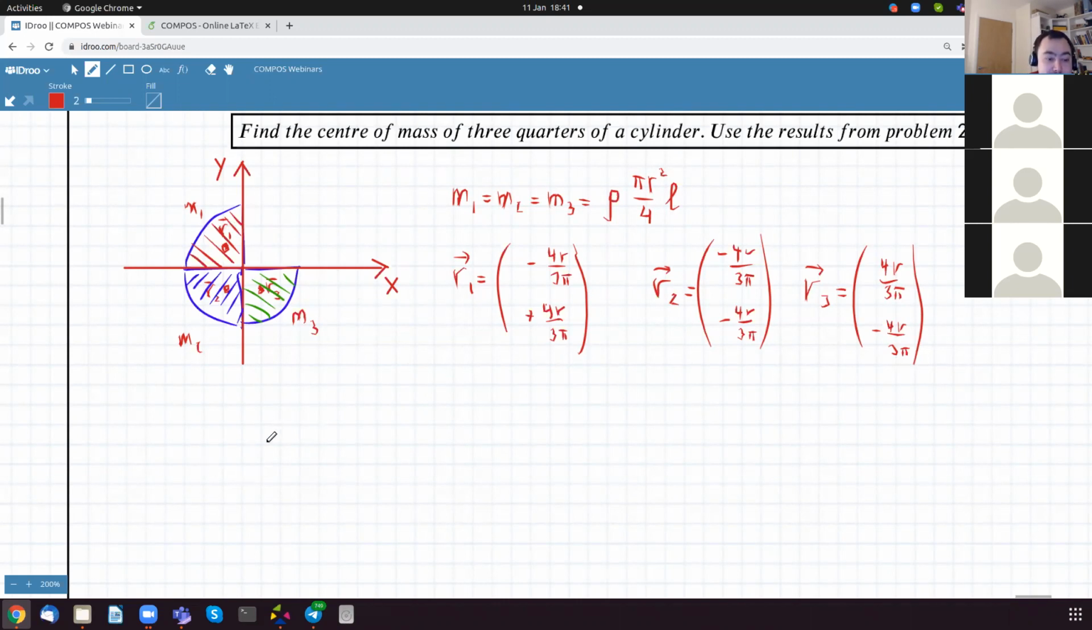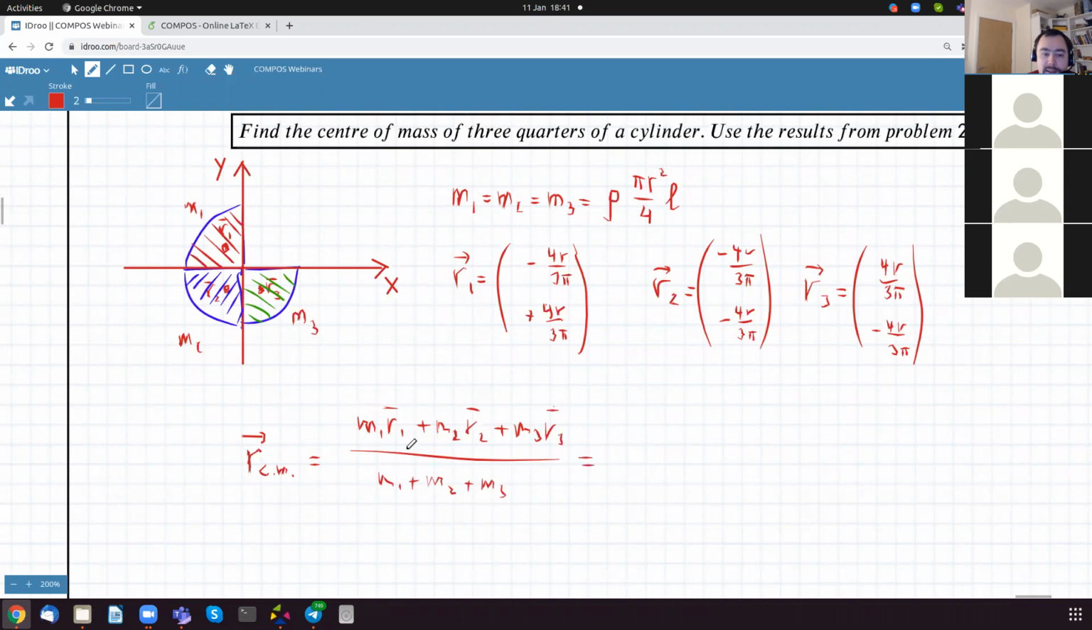R is the position of the center of mass of each shape. And now we simply use the formula for the R center of mass. Of course, you could use X and Y separately. I'm going to use the formula. It's going to be M1 R1 plus M2 R2 plus M3 R3 divided by M1 plus M2 plus M3.